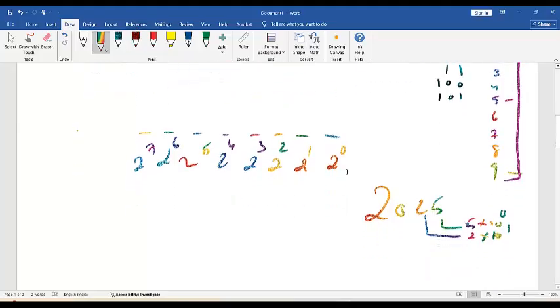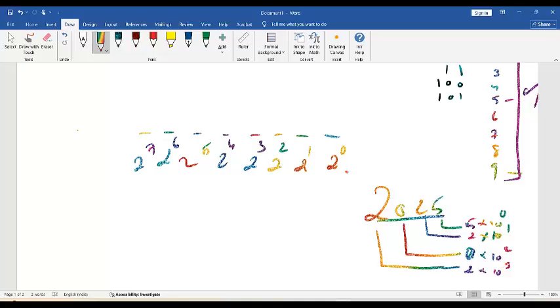Why 10? Because this number is made out of this decimal. 2 multiplied by 10 to the power of 0, 2 multiplied by 10 to the power of 3. What is the value you get? 10 to the power of 0 is 1. Anything power 0 is 1. 1 multiplied by 5 is 5. 10 to the power of 1 is 10. 10 multiplied by 2 is 20.